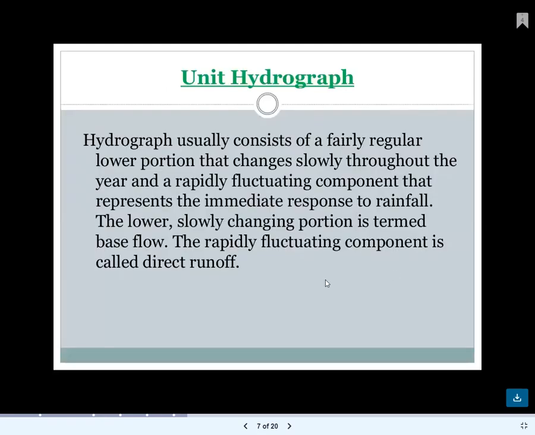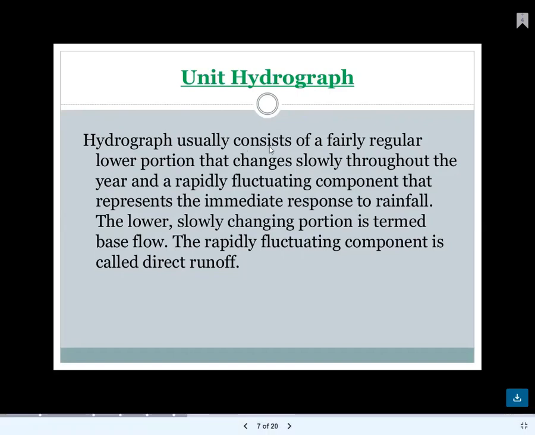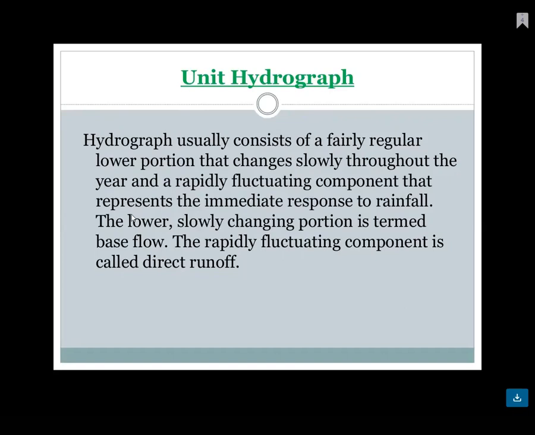So in the next, you can see our next point is the unit hydrograph. From an exam point of view, and concept-wise, the unit hydrograph is very important. So what is a unit hydrograph, or what is the method of unit hydrograph? You can see the hydrograph usually consists of a fairly regular lower portion that changes slowly throughout the year, and a rapidly fluctuating component that represents the immediate response to the rainfall. Means it is a method to express the relation between time and the discharge by the graphical method.